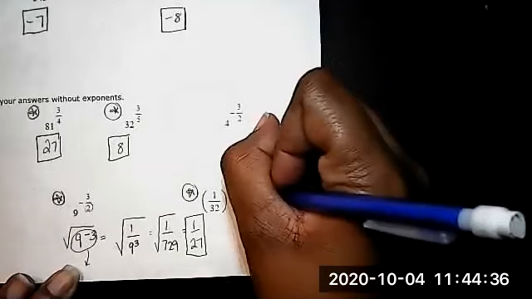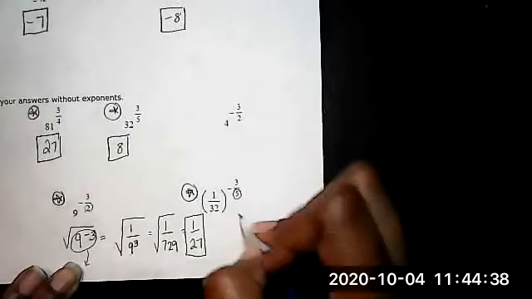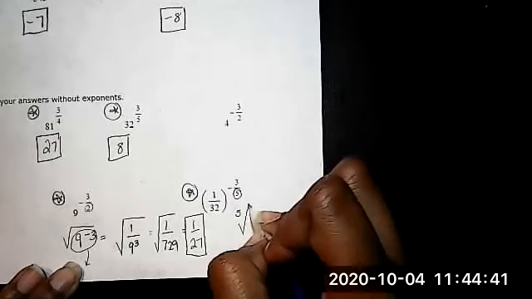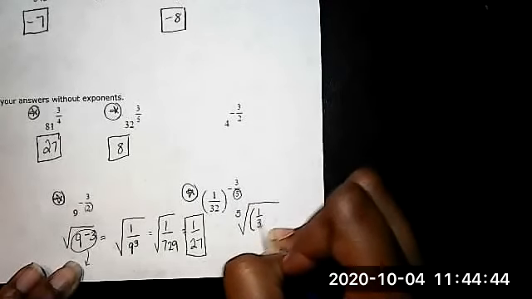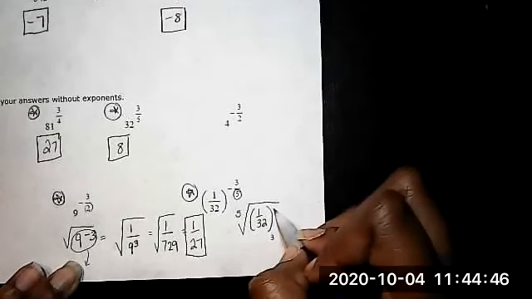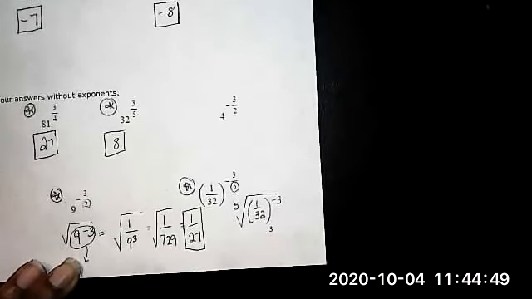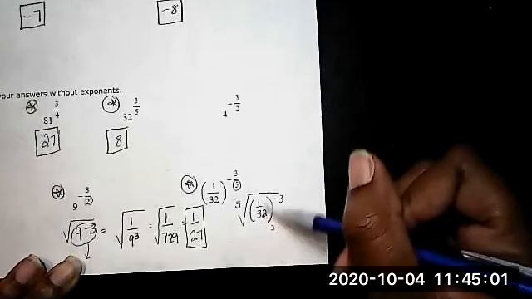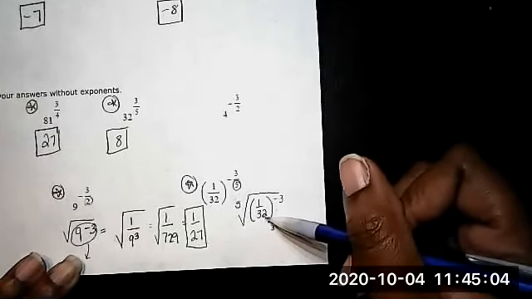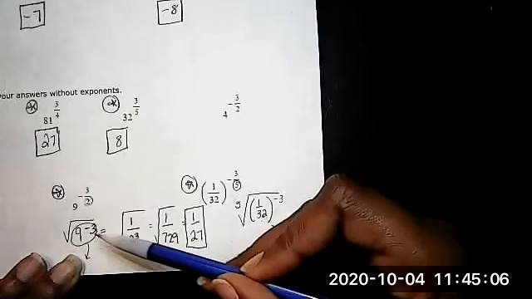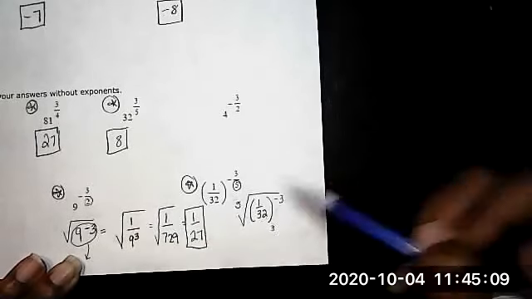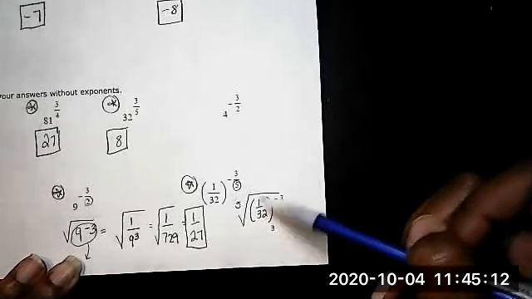All right, same thing here. 5 is the root, so it's going to be the 5th root of 1 over 32, and it's raised to the negative 3 power. Anytime you have a negative exponent, what you're going to do to make it positive is flip. If you have a fraction, you flip the fraction. If you had a number here, you bring it to the bottom of a fraction. But in this case, if you had a fraction in here, you flip it.